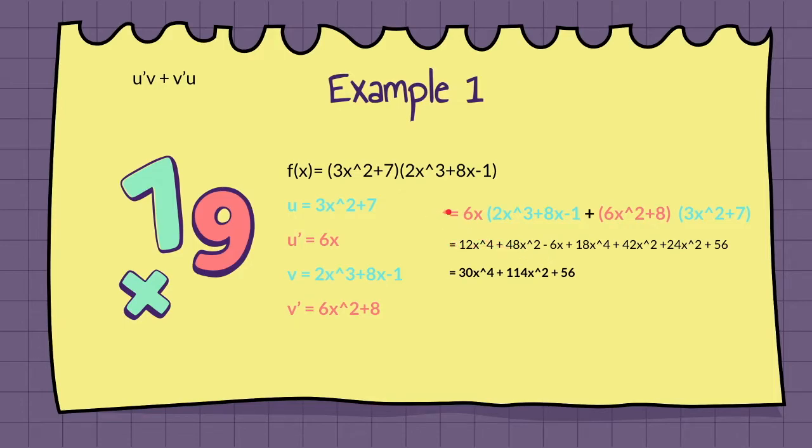Easily I will solve it, so I'll multiply 6x by this, and then this, and then this, and then I'll do this. So I'll distribute it and I will get this, and then we can simplify it and add all the terms with the same power, and this is our answer. It will be 30x to the power of 4 plus 114x squared plus 56.